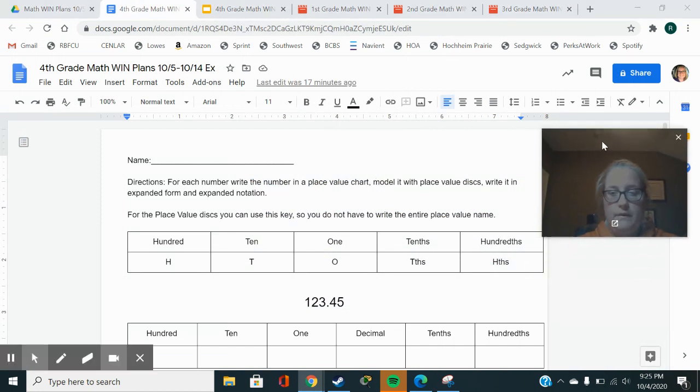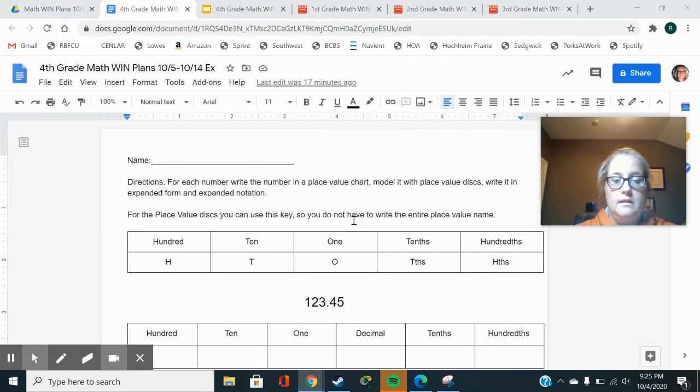So you are going to get a paper that looks similar to this. There are going to be 4 questions. Make sure you do all 4. So the first thing you're going to do is put your name so that I can see whose work I'm looking at. You are going to write each number in the place value chart. You're going to model it with place value discs. You're going to then write the number in expanded form and also in expanded notation. Now, I know a lot of people, whenever you saw my example with the place value discs, I wrote out every single place value name.